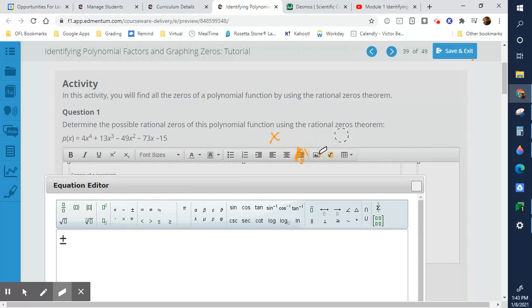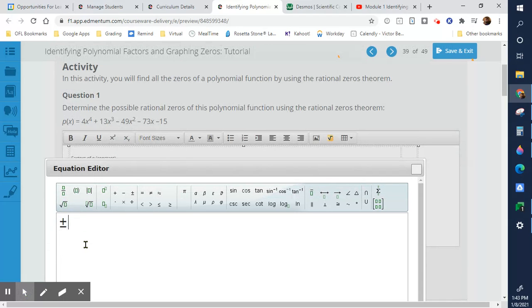All right, so I said 1, comma, I'm going to copy this plus or minus sign so I don't have to keep looking for it every time I want it. 1, comma, plus or minus 3.